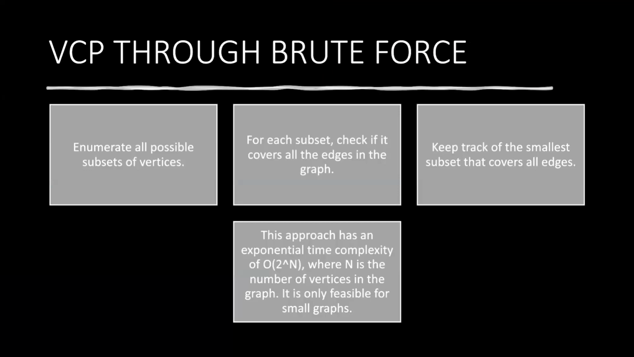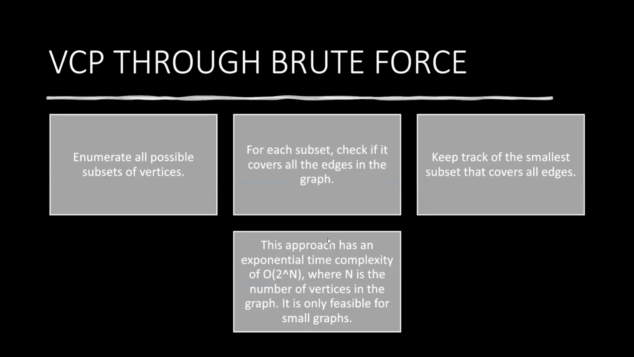Myself Joy, and I'll be talking about how to solve the vertex cover problem using the brute force approach and the greedy algorithm. To solve the vertex cover problem using the brute force approach, you need to enumerate all possible subsets of vertices and check if each subset forms a vertex cover. Here's the step-by-step process. Enumerate all possible subsets of vertices. Generate all possible combinations of vertices using a suitable method, such as recursion or bit manipulation. Each combination represents a potential vertex cover.